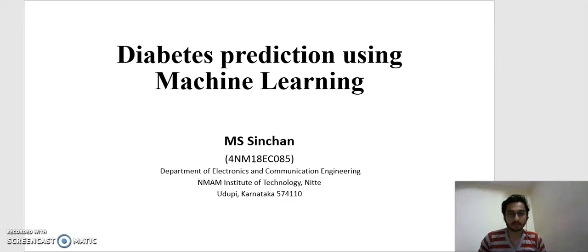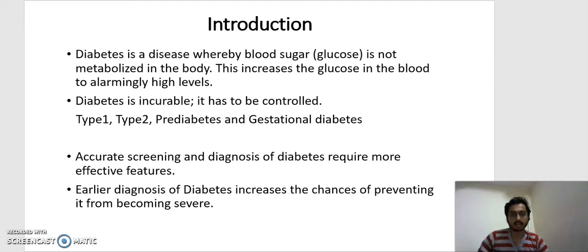Hello, myself Sinchan from NMM Institute of Technology, and this presentation is about my internship work on diabetes prediction using machine learning. Diabetes is a disease caused by variation of insulin in our body, and there are various types of diabetes.